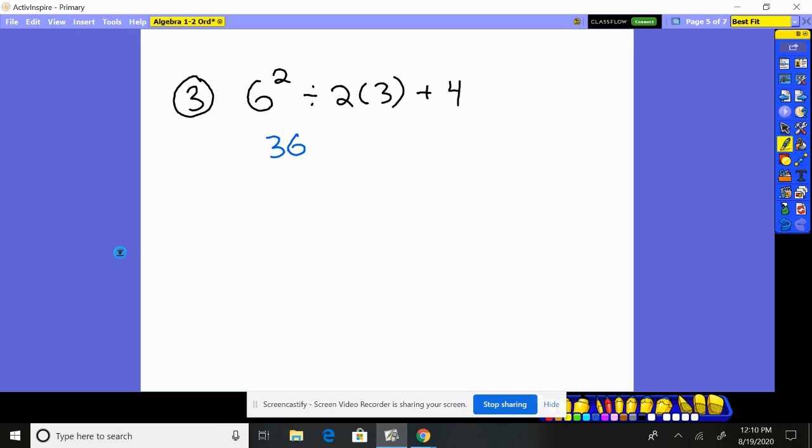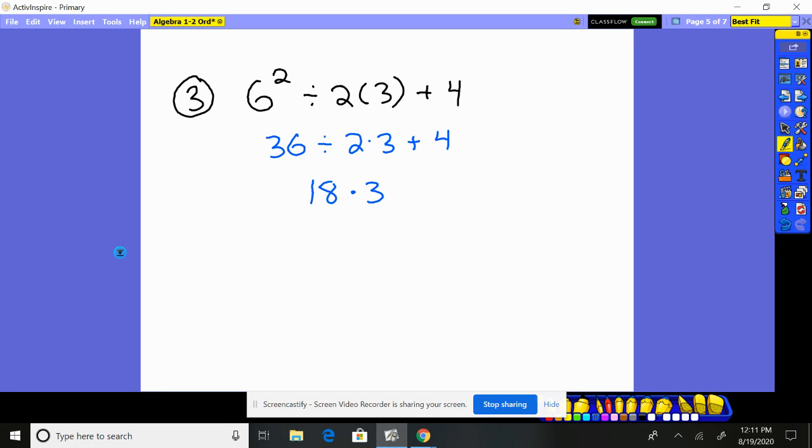6 times 6 is 36. So we have 36 divided by a 2. That 3 is really just a times 3 plus 4. So we have division, multiplication, addition. Well, this and this are both of the same value. They're both the third most important thing. So which one will we do first? One is not more powerful than the other. So we are going to do whichever one came first, which is the division. 36 divided by 2, that is 18.